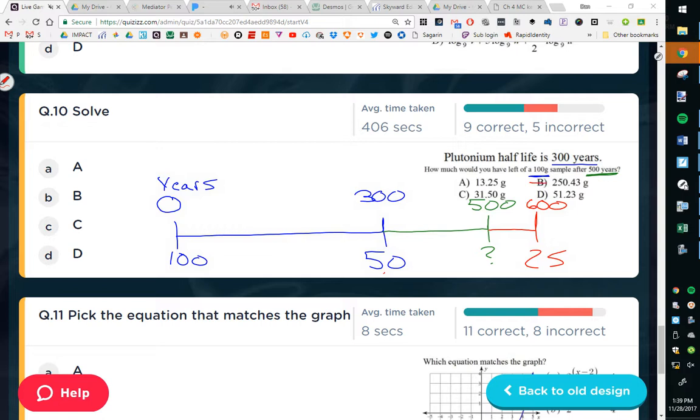Well, it's not that one. It's not that one. It's not that one. It's only that one. That's the only one that makes any sense. Okay? Use your brain. It's multiple choice on the test. I want you to know how to do half-life, but if you don't, use your brain.